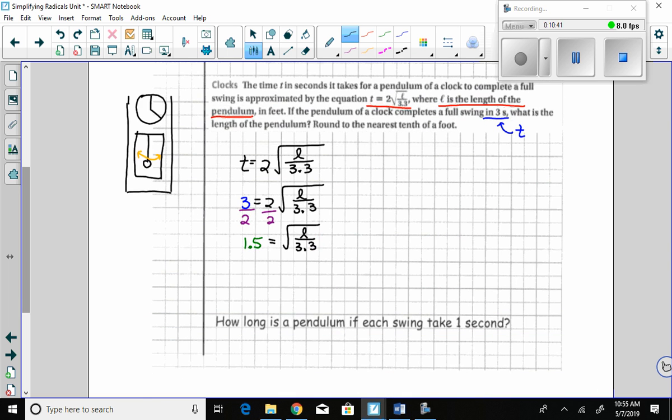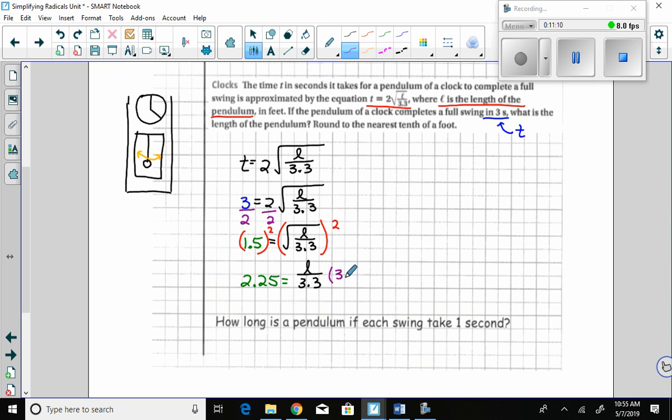In order to deal with that 3.3, I've got to get rid of the radical first. So let's square both sides. 1.5 squared, that's like 15 squared, so 2.25 is equal to L over 3.3. This should be simple at this point to solve for L.